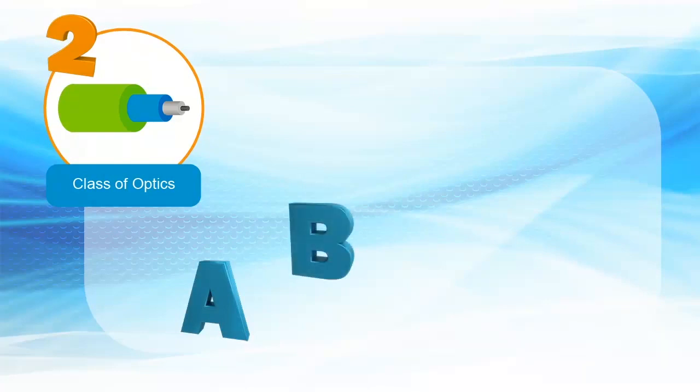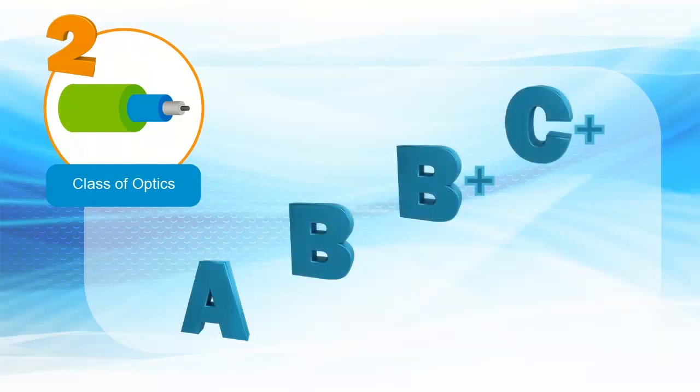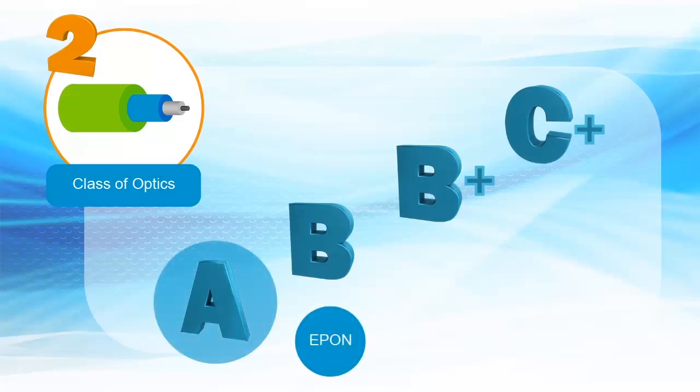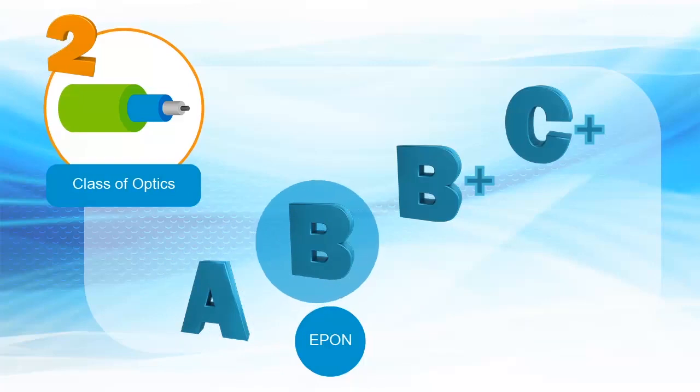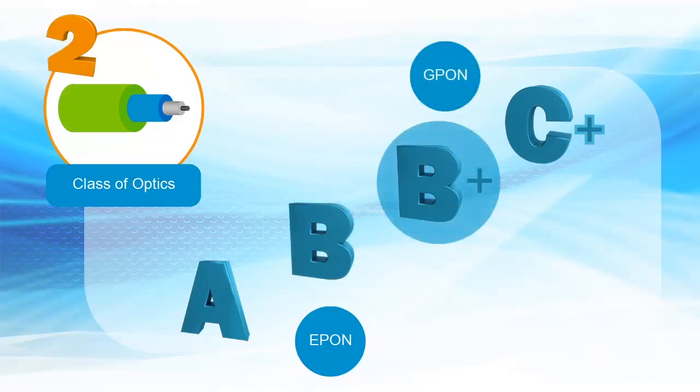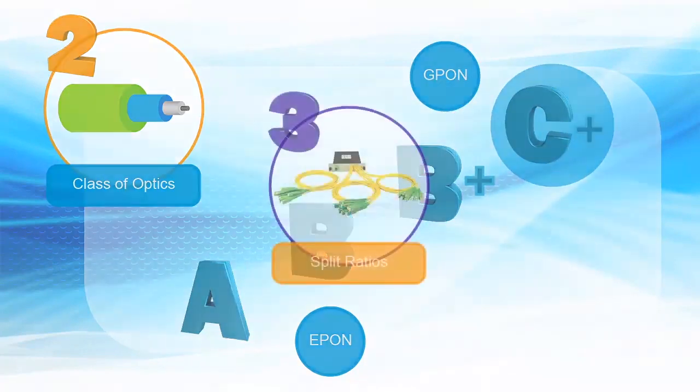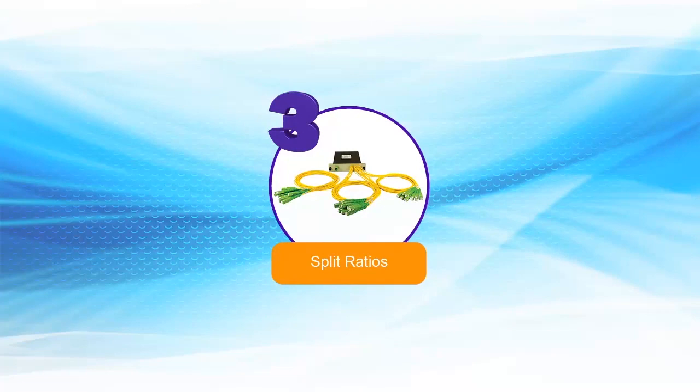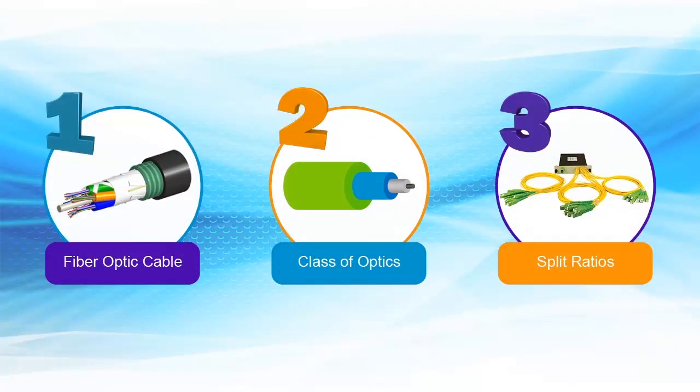The second component is the class of optics. Within the standards bodies, various classes of the optics electronics are defined. EPON has traditionally used Class A optics, but have moved to the Class B optics and fall within the BPON specification of split ratios to 1:32 and distances of 20 kilometers. GPON utilizes Class B plus and Class C plus optics. The third component that is affected is split ratios. Let's discuss these in more detail.